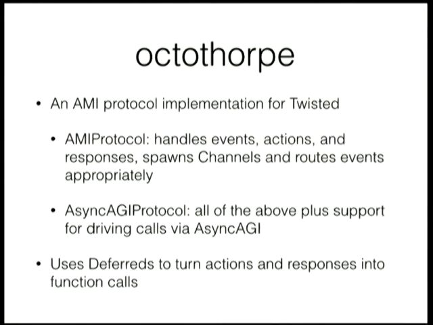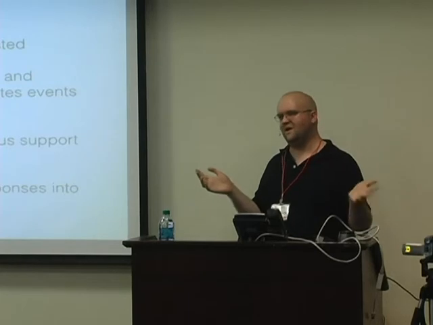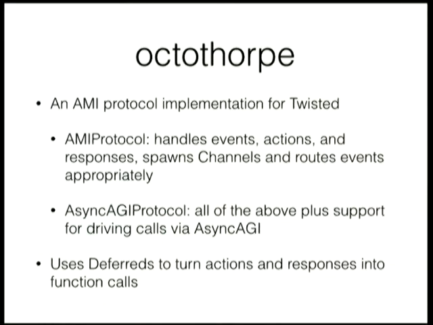Octothorpe is the library I developed to control Asterisk using Twisted. It's an AMI protocol implementation. It's got a couple key classes here. If your application only needs AMI, i.e. you're only monitoring what's going on in the system, you're not really interacting with it, except for a few key global actions, you can just use the AMI protocol, which is pretty simple. All it does is issue callbacks when events happen in the system. When channels come up, you remember channels between a phone and Asterisk. Whenever those come up, a new channel object is spawned.